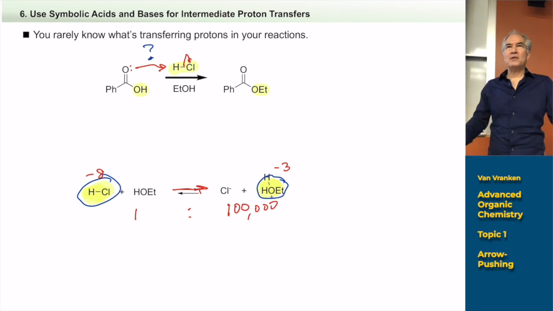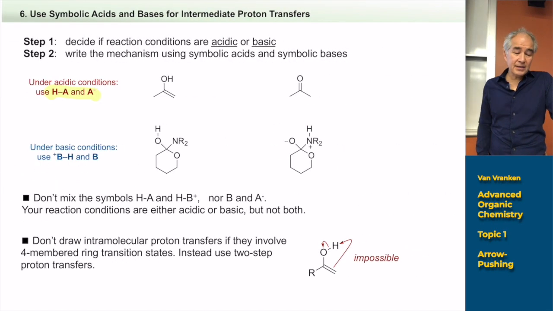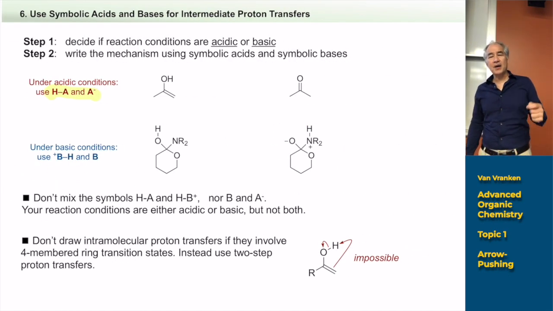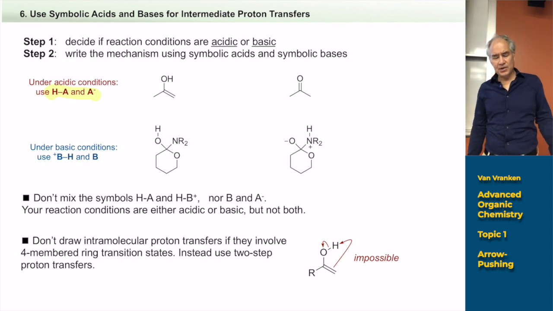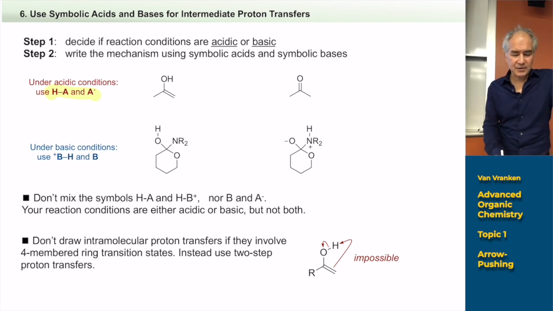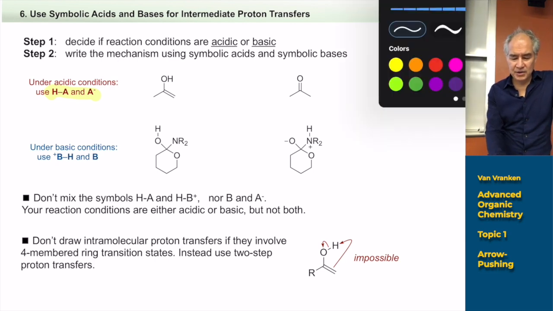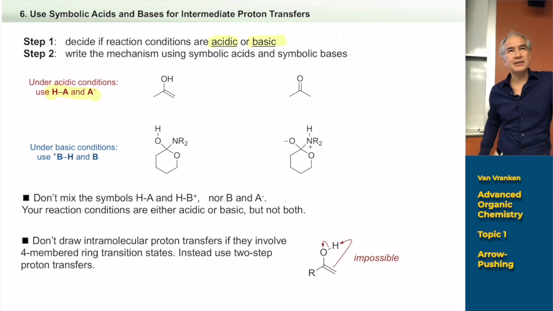So we have to have a way to avoid saying things that we don't know and worrying about what's actually serving as the acid in these types of arrow pushing events. And so in this class, what you need to do, when you're doing proton transfers in intermediate steps in the mechanism and nobody can know what's doing the proton transfer, is follow this two-step guide. Step 1 is to decide if the reaction conditions are acidic or basic. That's what you need to decide.